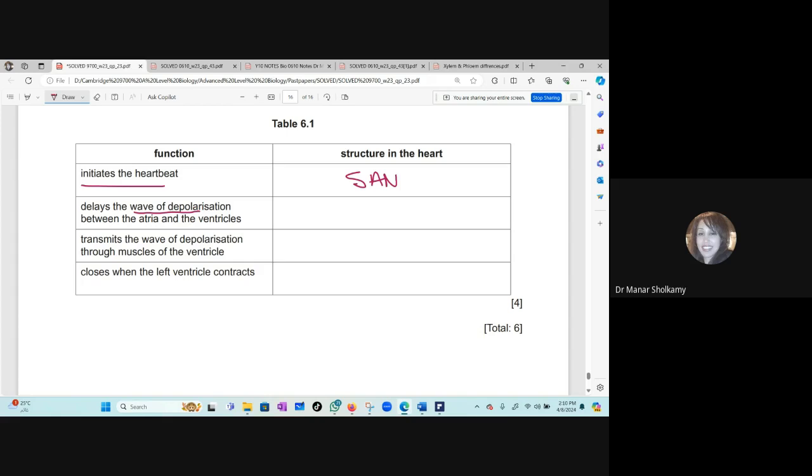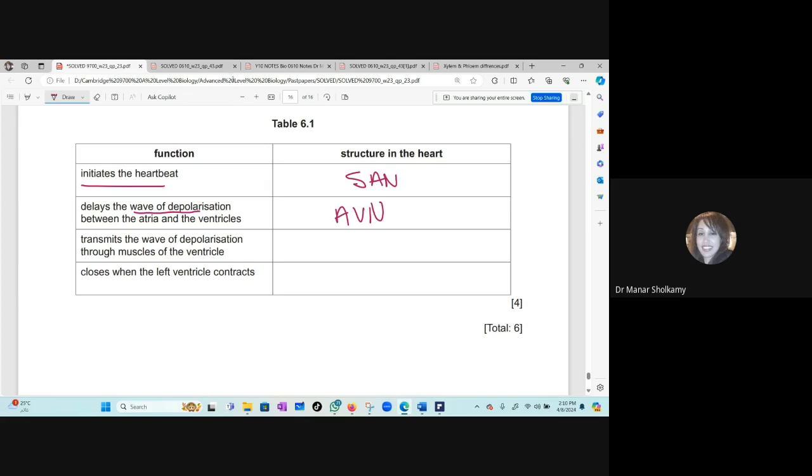After the sinoatrial node initiates the heartbeat, what will contract? Both atria, and then this wave of depolarization will go first to what to cause a delay? The atrioventricular node. Yes, AVN, the atrioventricular node.